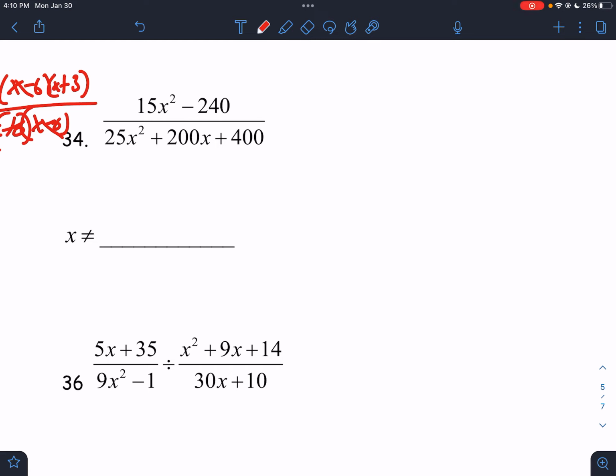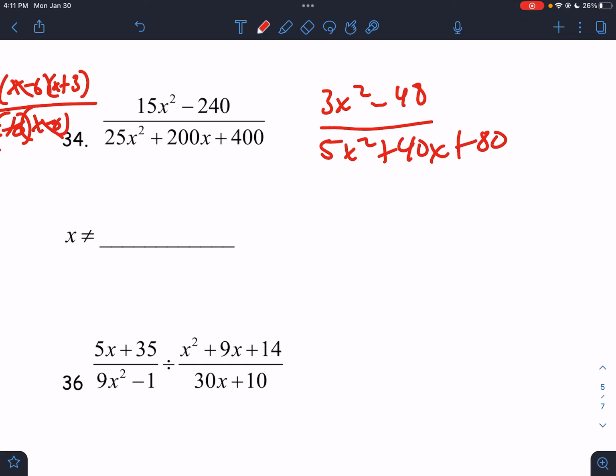We can divide every number by 5. So I'll start by doing that. Divide by 5, that'd be 3x squared. Divide by 5, that'd be 2048. Over, divide by 5, that'd be 5x squared. 2040 would be plus 40x. And then 20, 40, 60, 80 plus 80.